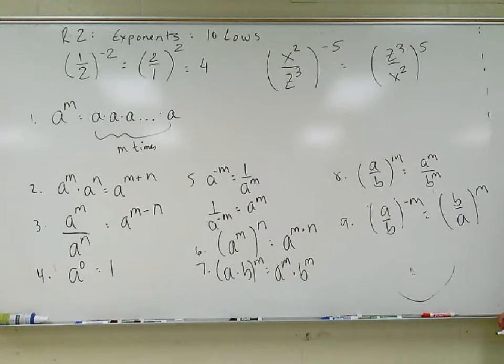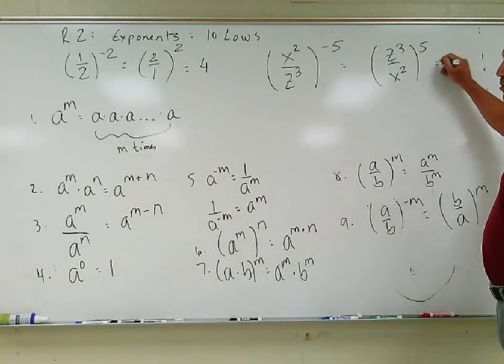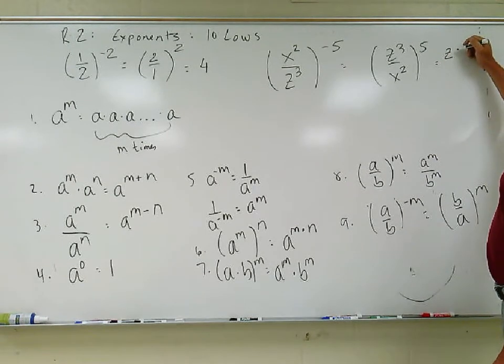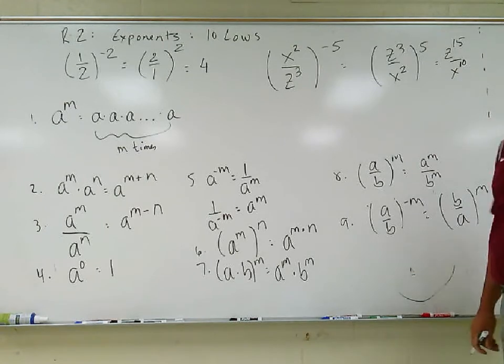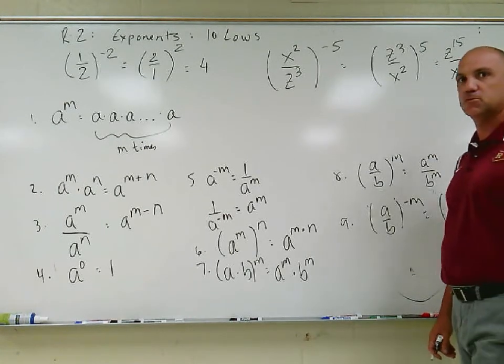Okay? But then you got to finish the problem. I think we can all do this one in our head, right? So what would you get? z to the 15 and x to the 10. There you go. Easy peasy? All right, good. Lemon squeezy, that's right.